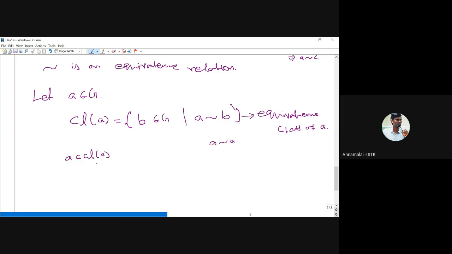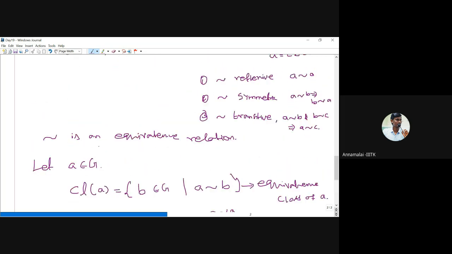So CL of A is contained. So the CL of any A should be a non-empty set, because at least one element, namely A, should be in this set. Okay. Now, you already studied this at the UG level.